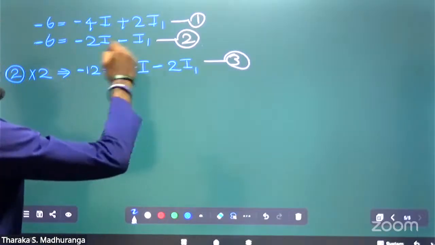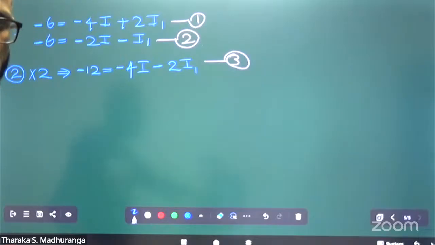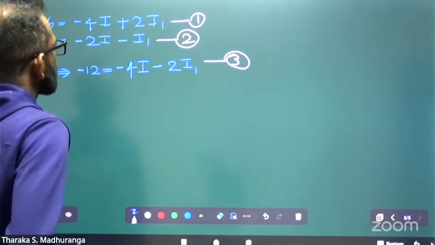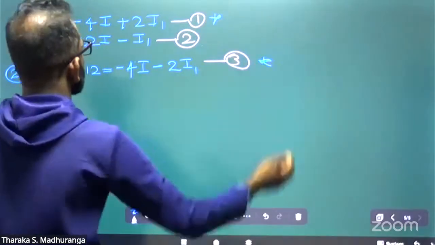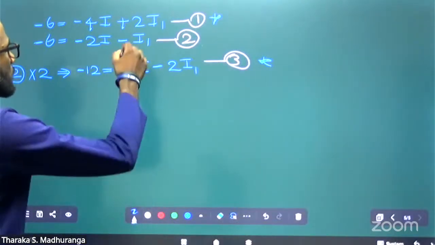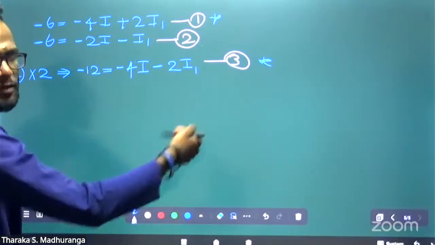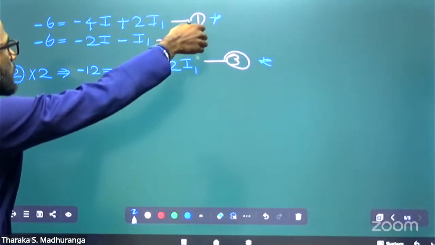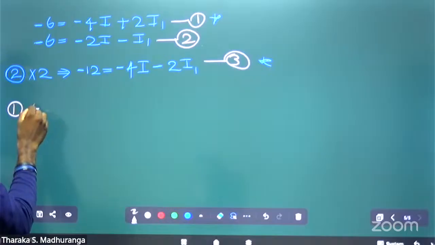Now we don't need to consider the second equation, only the first and third equations. In the first and third equations, the I coefficient and the I1 coefficient are the same. Therefore, we can add or subtract both, but I'm going to add to cancel out I1. Then it is easy. So I add the first equation to the third equation.